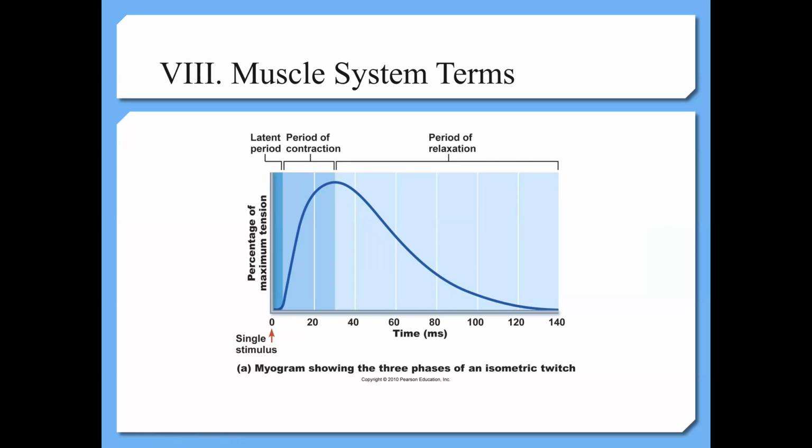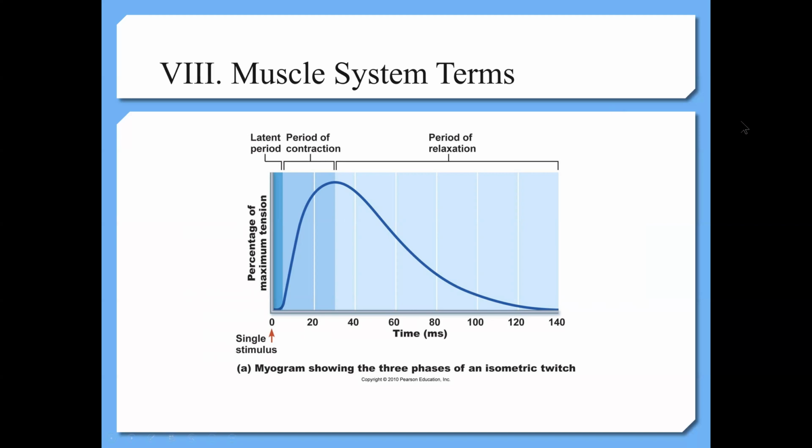If we set a second twitch here, what would it do? It's already going to contract up to the maximum force it can generate, so it doesn't add anything. We can have a second twitch, a third twitch, a fourth twitch, but it's not going to make a super contraction.